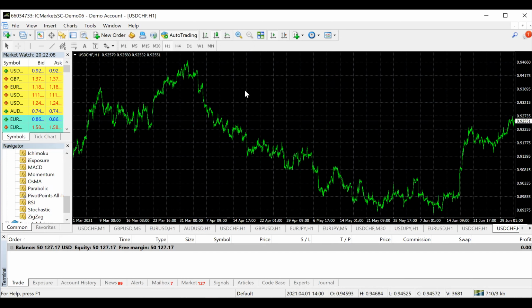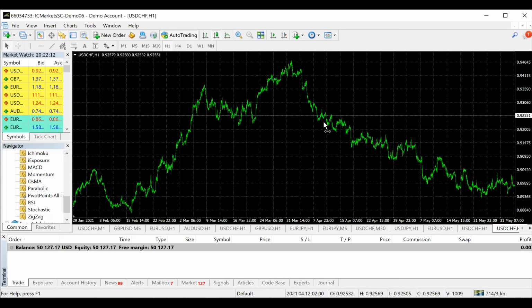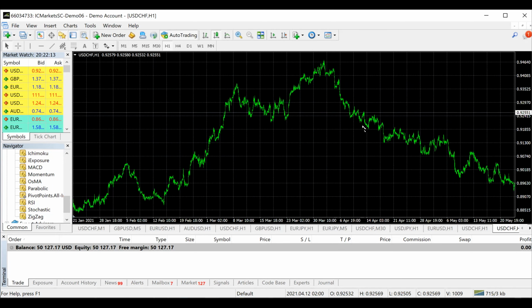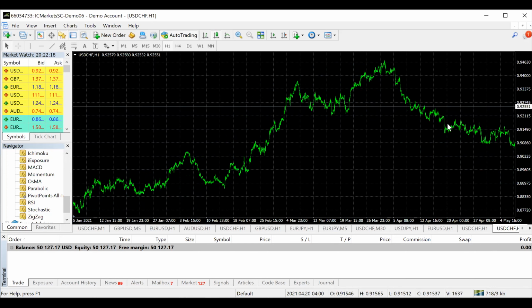Okay, let me see. Yeah, we have a sample here. So first of all, a continuation breakout. A continuation breakout is when there is a trend, there's a consolidation, and then the trend continues.